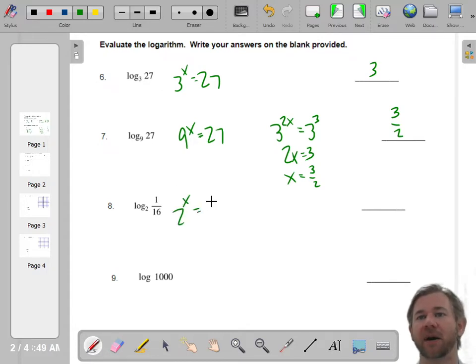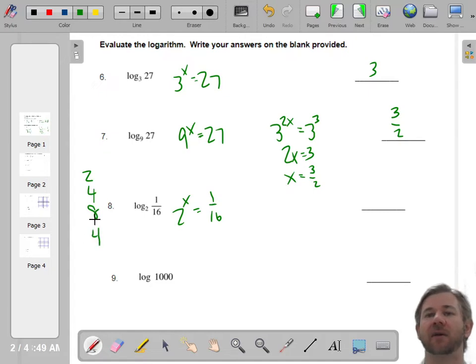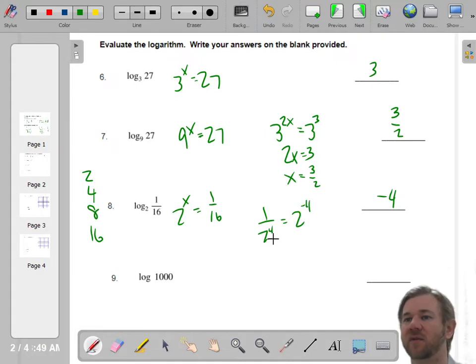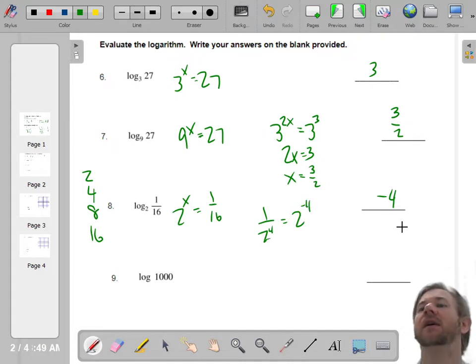2 to some power is 1 over 16. Well, I know that 2 to the 4th power is 16, but since it's in the denominator, it's going to be negative 4. I want it to be 1 over 2 to the 4th. And the way we write that is 2 to the negative 4th power. So the exponent is negative 4. 2 to the negative 4th is 1 over 16.